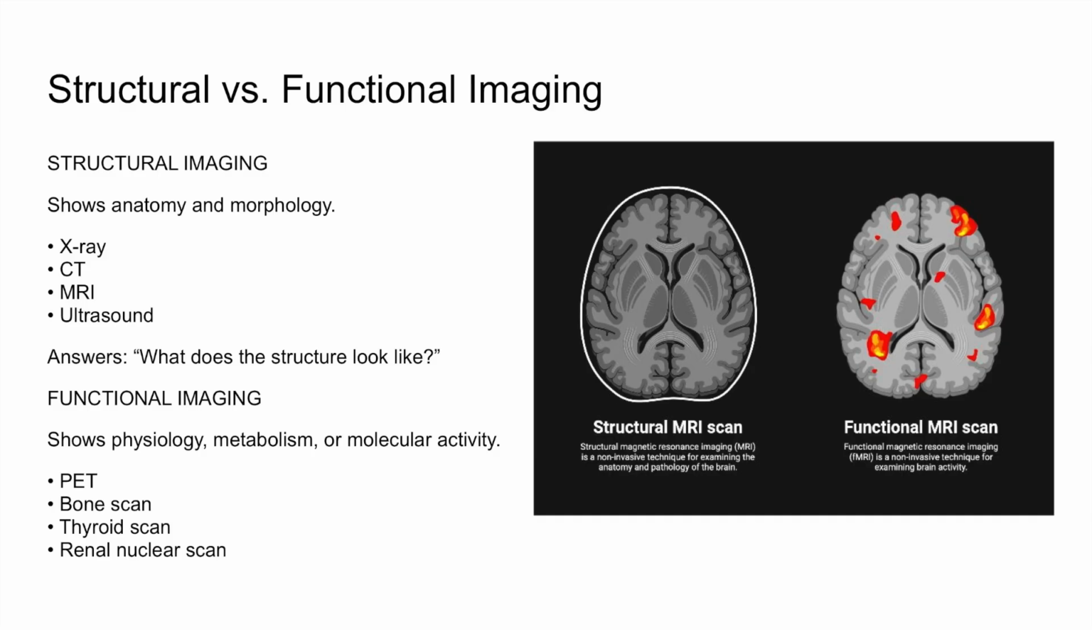Functional MRI is another example, so it indirectly maps changes in the brain activity through alterations in blood oxygenation. So these categories can complement one another. So for example, a PET scan may reveal metabolically active cancer while the accompanying CT shows its precise anatomical location. Functional abnormalities may also appear before a major structural change becomes visible. So the important distinction is therefore anatomy and morphology versus physiology and molecular activity.